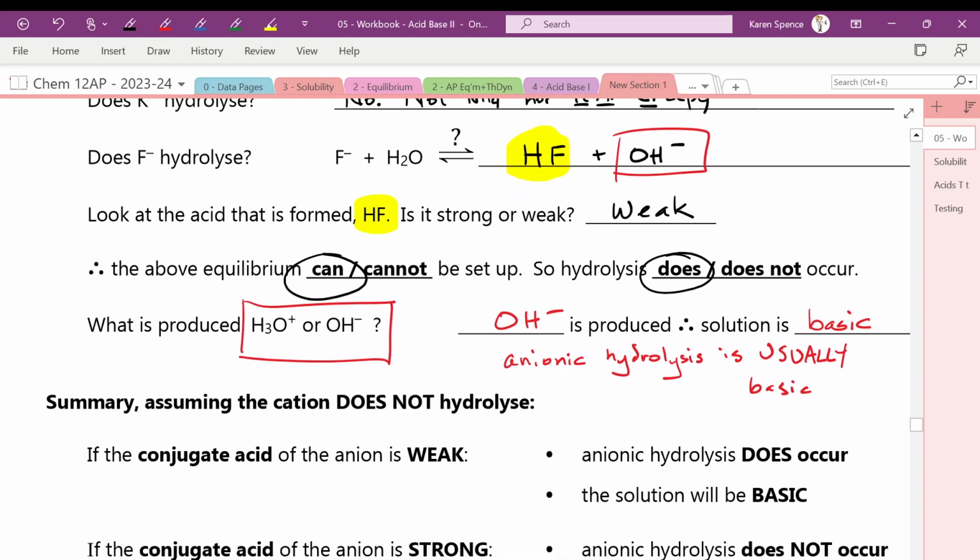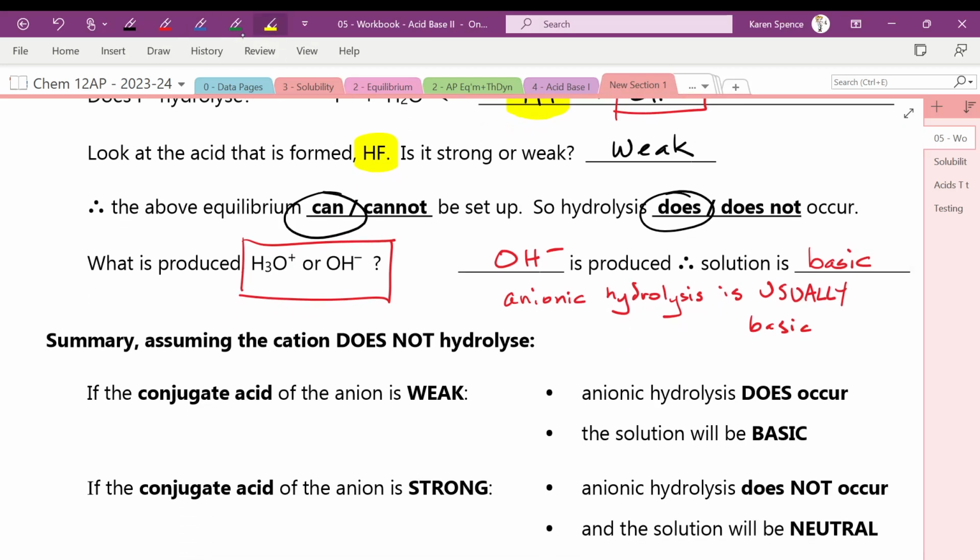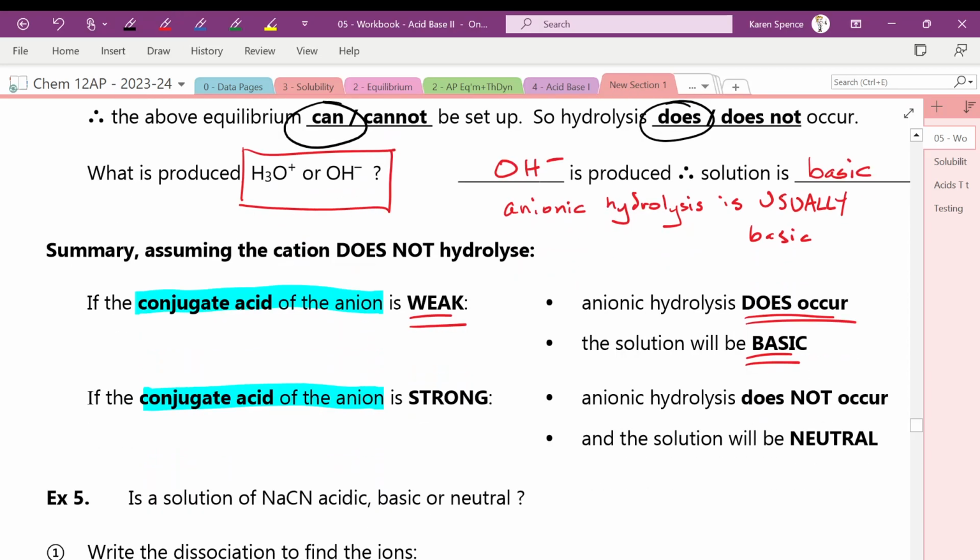Assuming that the cation does not hydrolyze, which most of the time it does not, you look for the conjugate acid of the anion. If it is weak, hydrolysis does occur and the solution will be basic. If the conjugate acid of the anion is strong, hydrolysis does not occur and the solution will be neutral. That's assuming we don't have the cation hydrolyzing.